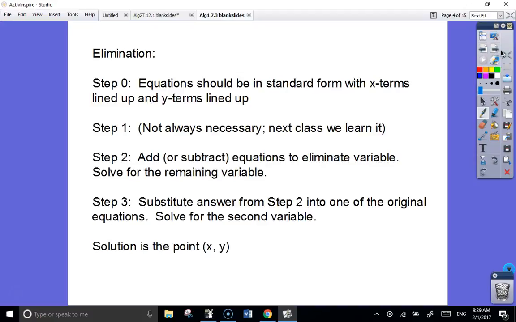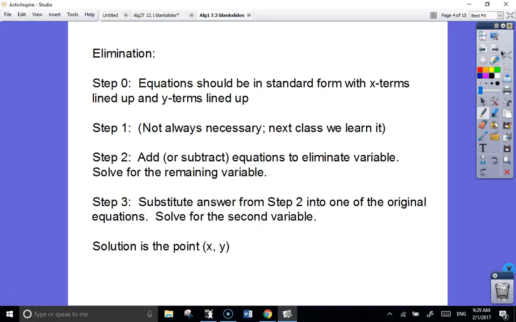At first, usually with elimination, the equations are in standard form, right? So ax plus by equals c. Before you start, both of them are in standard form. The variables are lined up. Okay. Now, the next step is what we get to next class. We won't have to do this in this lesson today. So we'll skip over step 1.